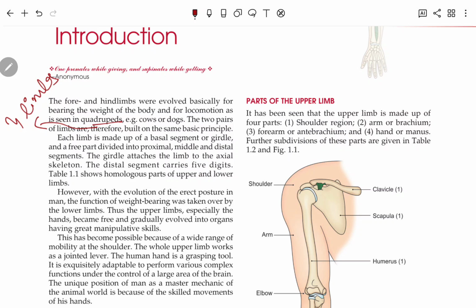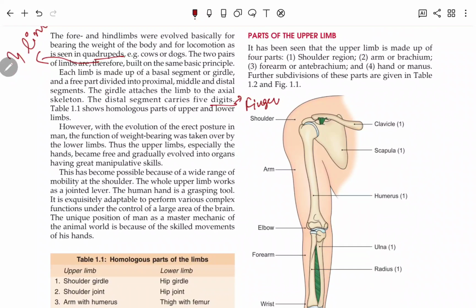They are quadrupeds, but our upper limb is converted into a different form for use of different skills like writing and everything we do daily. Now each limb is made up of a basal segment or girdle and a free part divided into proximal, middle and distal segments. The girdle attaches the limb to the axial skeleton. The distal segment carries 5 digits, like the fingers we have. Digits means fingers here.